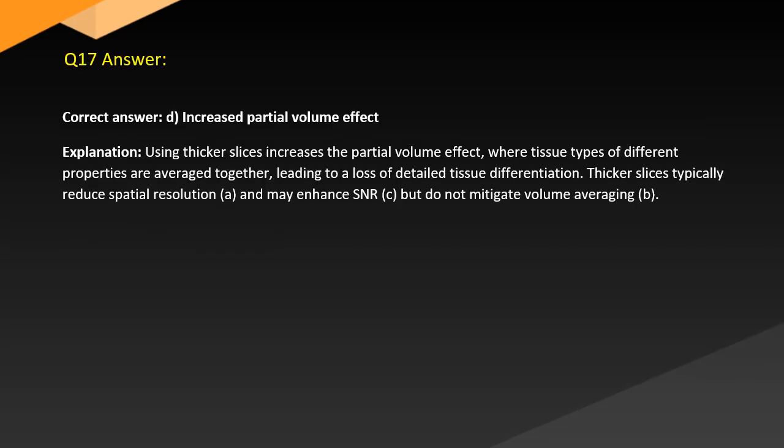Answer. Correct answer: D. Increased partial volume effect. Explanation: Using thicker slices increases the partial volume effect, where tissue types of different properties are averaged together, leading to a loss of detailed tissue differentiation. Thicker slices typically reduce spatial resolution and may enhance SNR, C, but do not mitigate volume averaging, B.